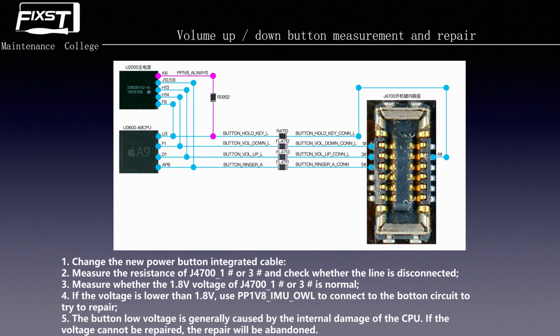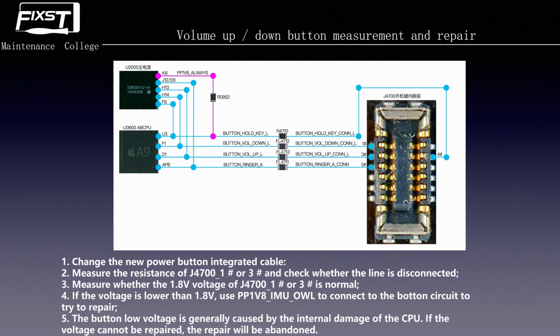After this is done, we troubleshoot. If there is still some problem, we do the next step. We need to measure the resistance of this connector, the J4700, pin 1 or pin 3, and check whether the line is disconnected or not. If this line is also normal, we do the next step, and we need to measure the 1.8 voltage of this connector, pin 1 and pin 3, to see if it is normal or not.